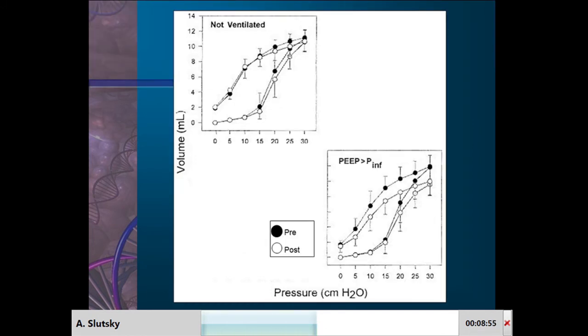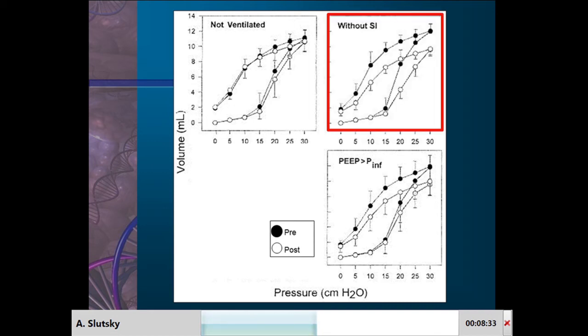Well, here are the lungs that were not ventilated, pressure versus volume, before and after the 2 hours, not ventilated, no change in the pressure volume curve essentially. Here is PEEP greater than the inflection point, overstretching the lung, and you can see that after 2 hours, the post-PV curve was decreased. There was a decrease in compliance. What happens without the sustained inflation maneuver? Now this is ventilation below the inflection point. You can see that the results look pretty similar to this. In fact, worsening.